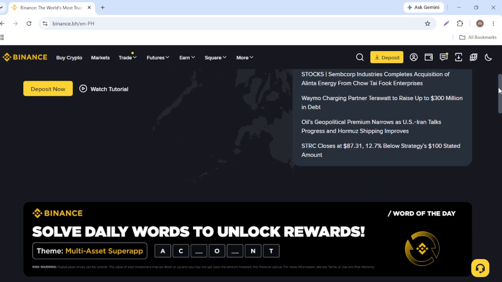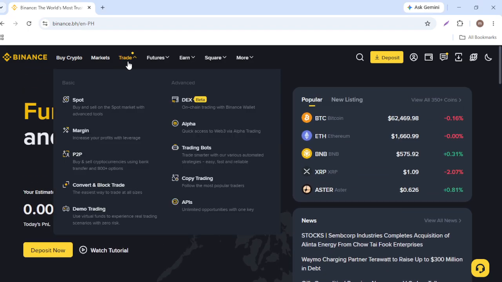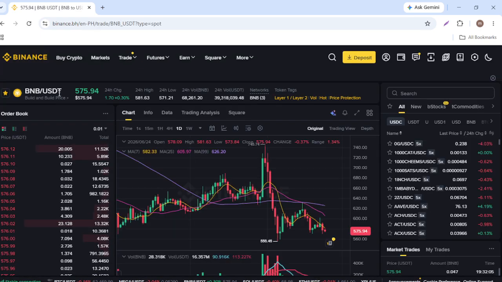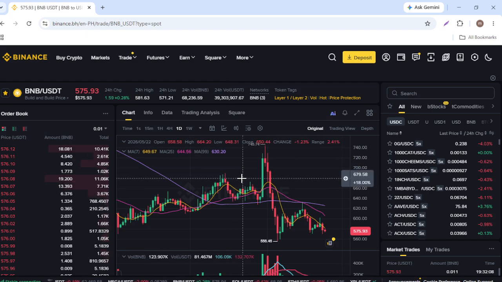To get started, open Binance and go to the trading page for any coin pair, like BTC to USDT. In the middle of the screen, you'll see the price chart. This chart shows how the price has changed over time.